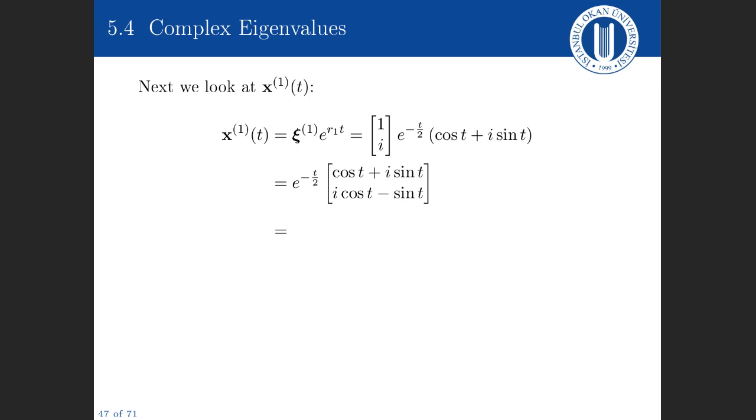What are the real terms? The real terms are cos t and minus sine t. The imaginary terms are sine t and cos t.